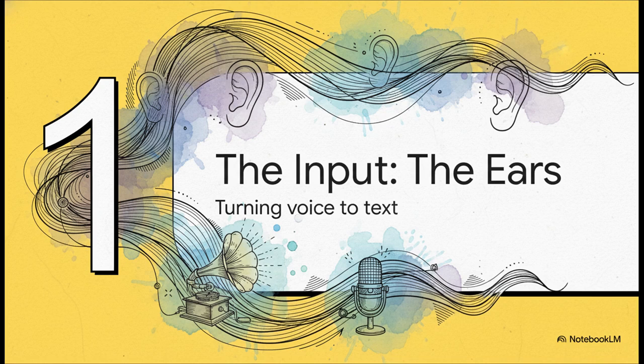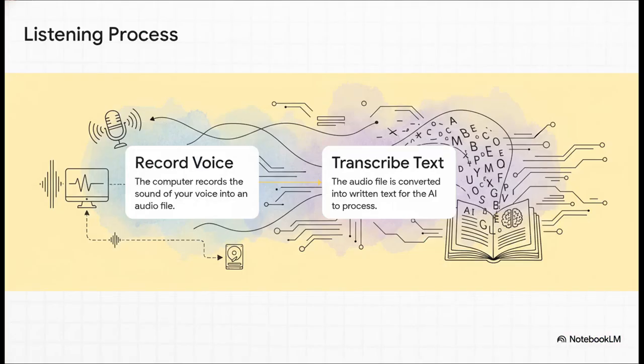Okay, so first things first. Any good assistant has to be a great listener, right? So the first part of our private AI is what I like to call its ears, the whole system that takes what you say and turns it into something the computer can actually understand. And this whole listening process really just happens in two simple stages. First, the computer just records the sound of your voice. Easy enough. Second, it takes that sound and converts it into actual words on a screen.